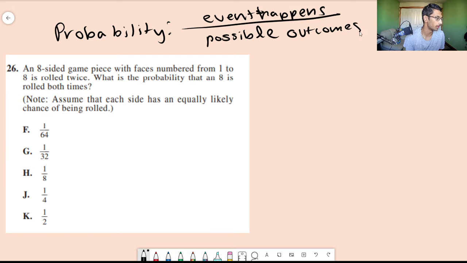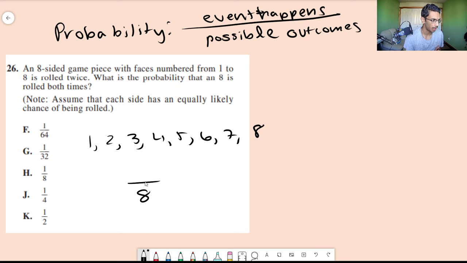So think about it this way, right? The probability that an 8 is rolled both times. There's a game piece which has 1, 2, 3, 4, 5, 6, 7, and 8. So there's 8 numbers here, so the possible outcomes is 8, right? And in order to roll that specific 8, that event can only happen once. There's only one 8 in this entire bunch. So it's 1 over 8.